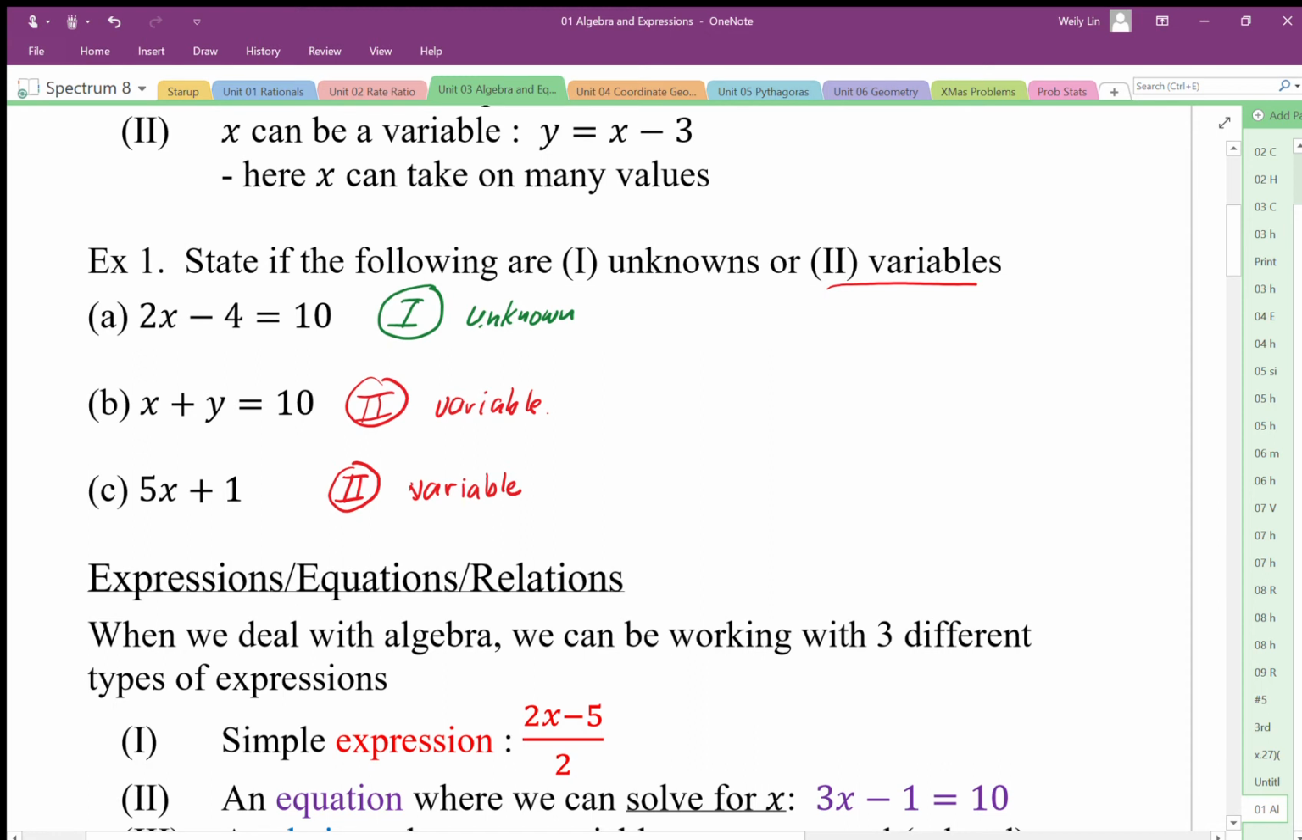So this is important to start distinguishing the fact that when we see x in algebra, x can sometimes be an unknown, sometimes it can be a variable. When we see unknowns, we're going to actually end up solving for those unknowns when we can.